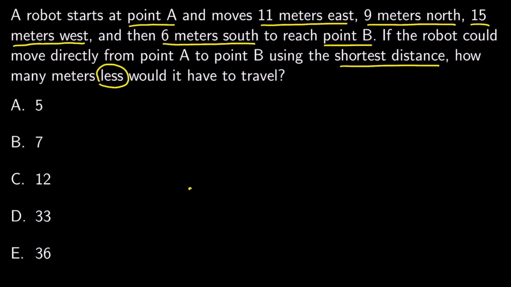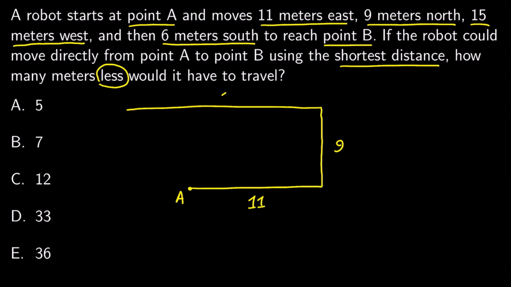Well, starting from point A, our robot moves 11 meters east, 9 meters north, 15 meters west, and 6 meters south to reach point B. The shortest path between these 2 points is the direct line connecting the points A and B. We can complete our sketch by creating a right triangle between the points A and B.